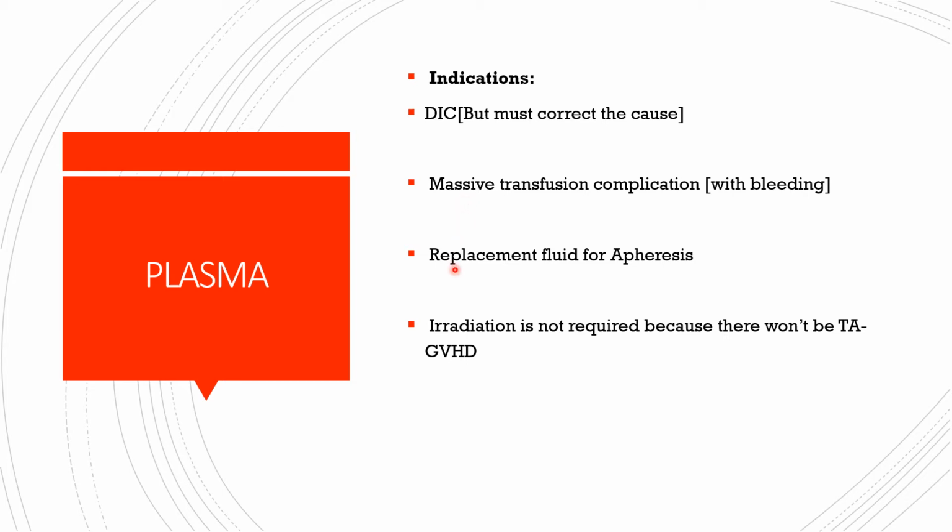In replacement fluid for apheresis, we can make use of plasma. Irradiation is not that required, and why is that? There won't be transfusion-associated graft versus host disease.